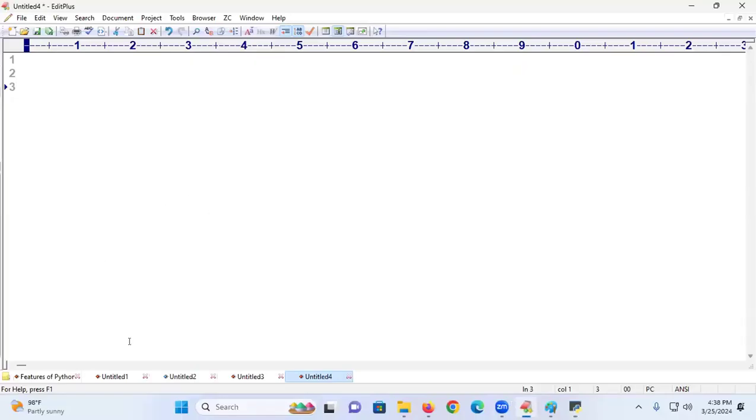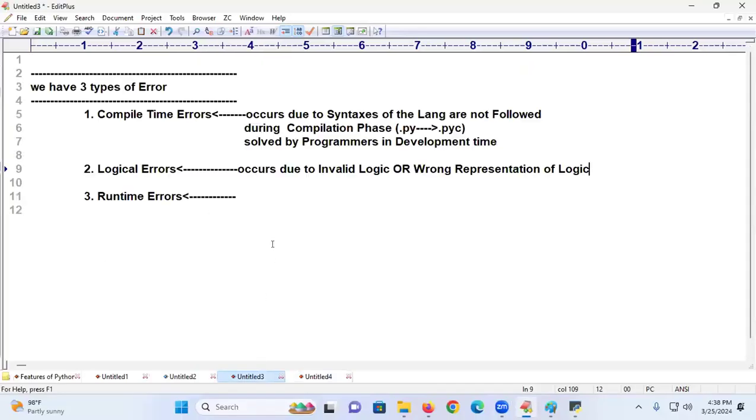So if we come back to this explanation, here I can mention it. Logical errors occur due to invalid logic or wrong representation of logic. In which case are these types of errors coming? Did you understand that? Did you understand this wording?